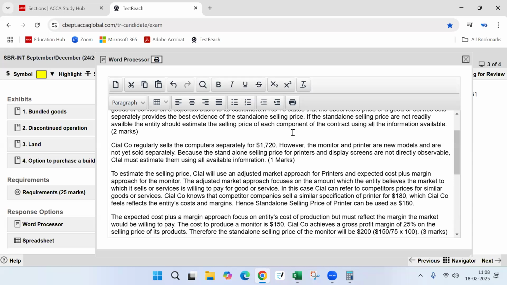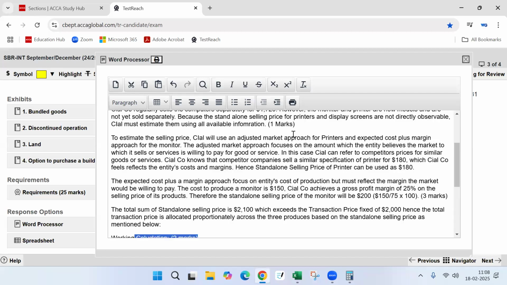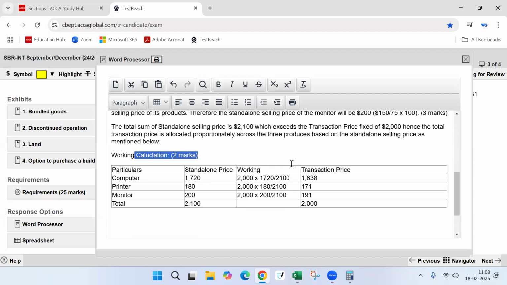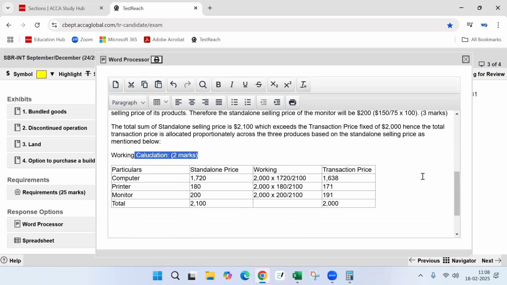See, majority of the times, what I have seen in students is that whenever such a question is asked, students always do the calculation. When it comes to explanation, they never write about the printer and monitor, how the printer and monitor standalone price was fixed. There is a complication in that.